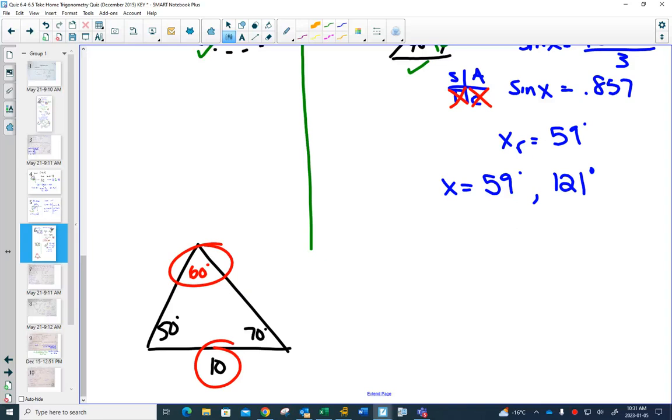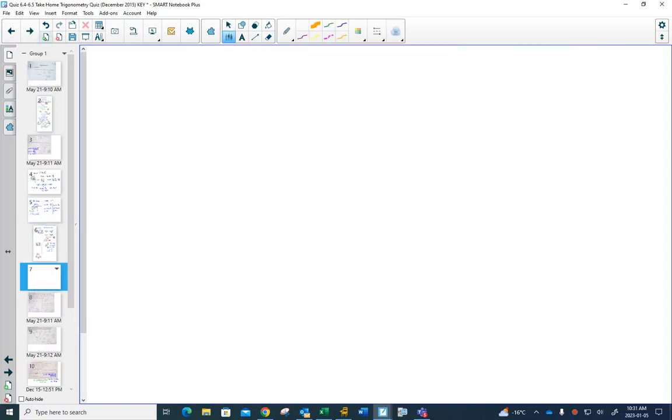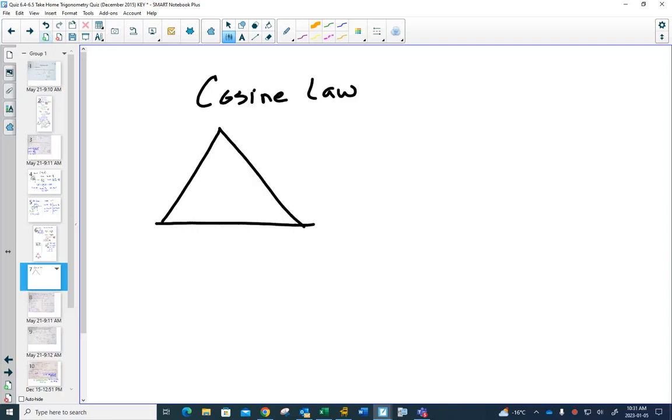What do the questions look like that aren't the sine law? Well, that's our cosine law. Here's an example of a cosine law question. I know the 7, but I don't know its opposite angle. I know the 6, but I don't know its opposite angle. I have 3 pieces of information and at least one side. So this is the cosine law.